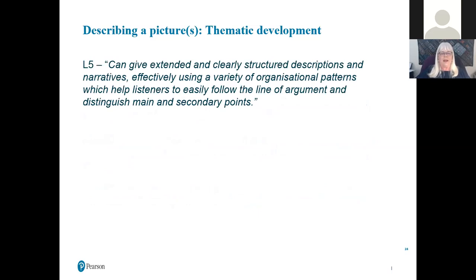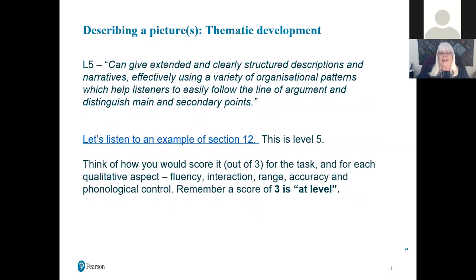So here, we're going to listen to an example. This is level 5, and it is a little bit long, but it's a good example. It's well conducted. And as we're listening to it, again, think how you would score it out of 3, remember, for level 5, for the task, for thematic development, and for each qualitative aspect for fluency, interaction, range, accuracy, and phonological control. Remember that a score of 3 is the highest you can give. Okay, so let's just click that and listen for a couple of minutes.